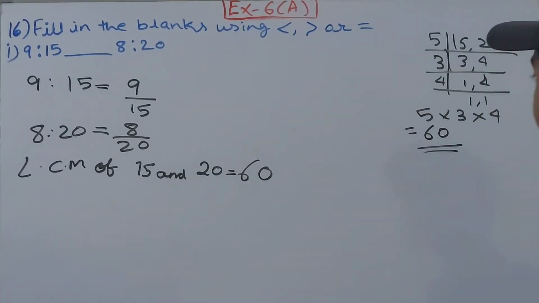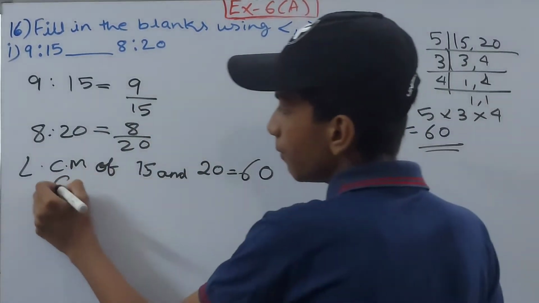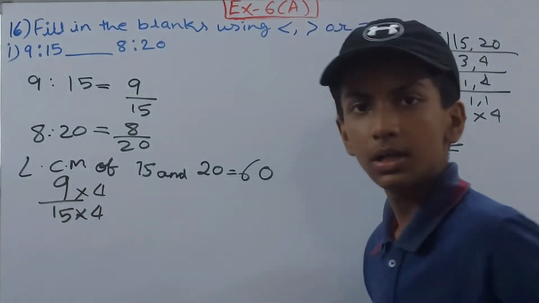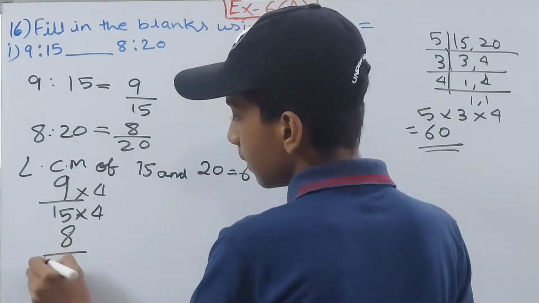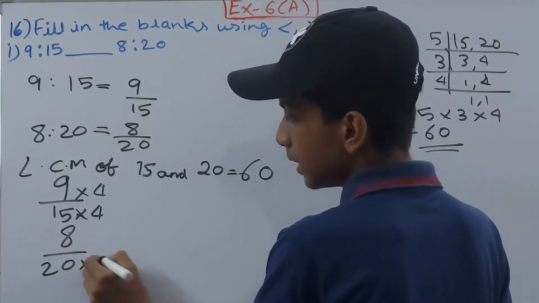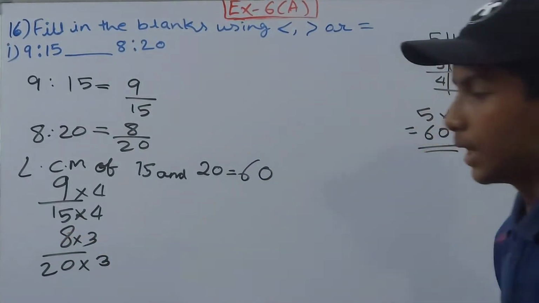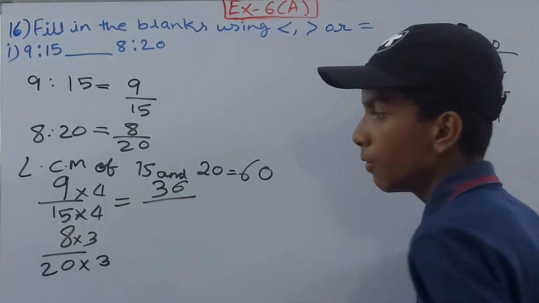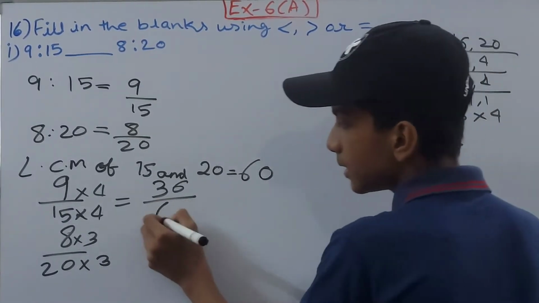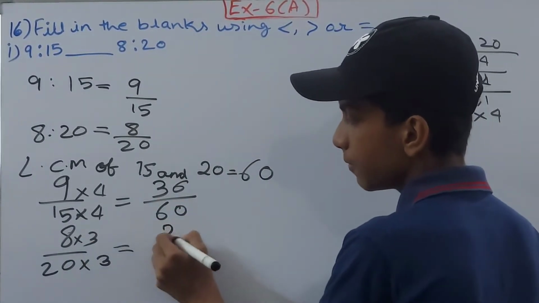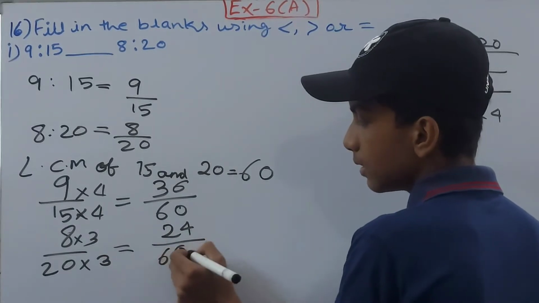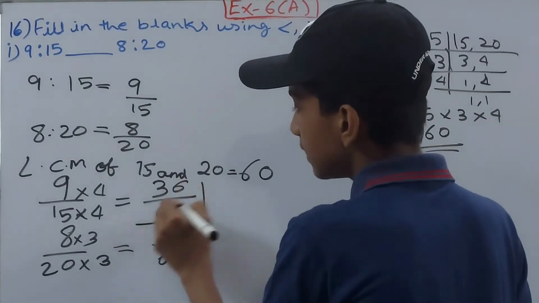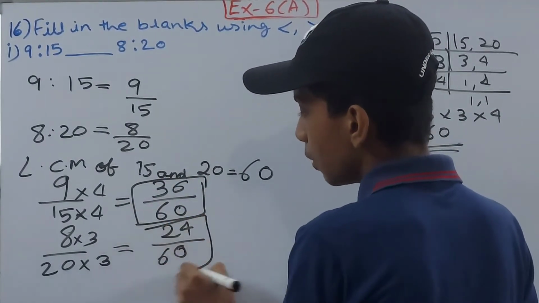Now we will compare them, see how. This 9/15, 15 into 4 is 60, so 9 into 4 as well. And 8/20, 20 into 3 is 60, so 8 into 3 as well. Now we will solve it. 9 4s are 36 and 15 into 4 is 60. And this one, 8 3s are 24 upon 20 3s are 60. So the two fractions we obtain are 36 upon 60 and 24 upon 60.